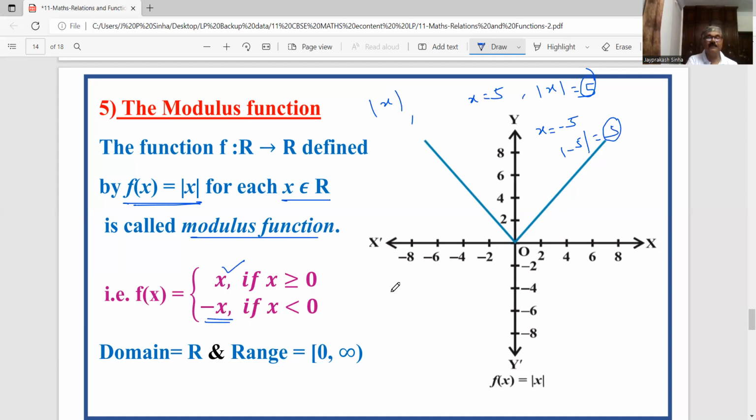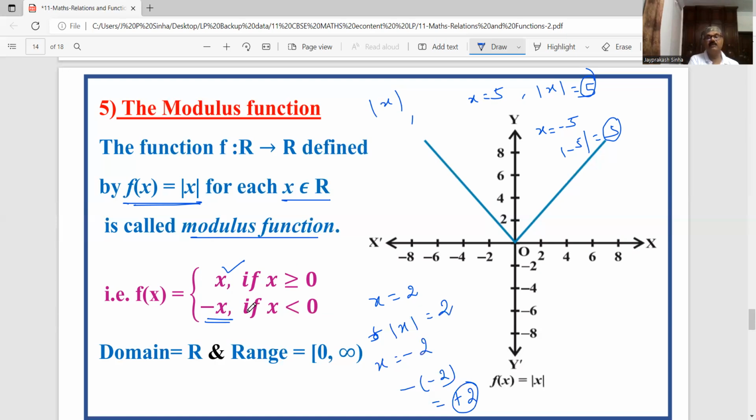Just imagine that if x is equal to 2, then simply you can write mod of x is equal to what? 2 only. Isn't it? But if x is equal to minus 2, then in that case, f(x) is equal to minus x, means minus of minus 2. So minus of minus 2 is what? That is plus 2. So that is why we are taking all the positive values here, whether x is negative or positive.